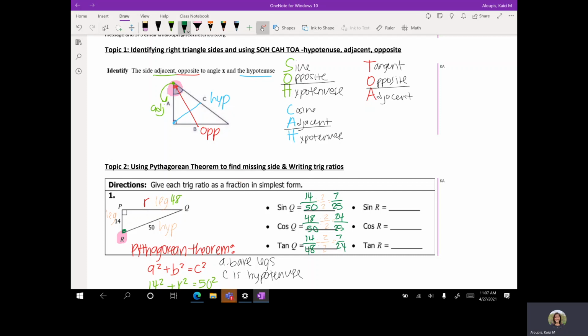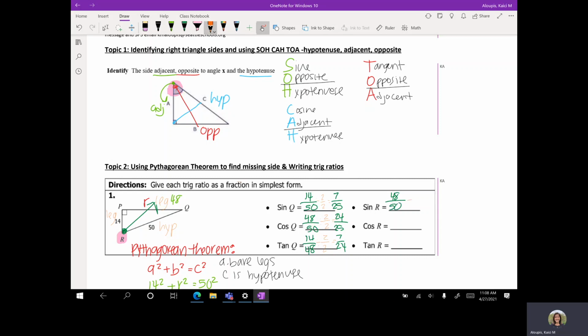It's not drawing. Okay, that's the side opposite, because now we're at angle R, and we still have to draw through the triangle to get to the other side, and that's 48. So the opposite side for angle R is 48, and the hypotenuse doesn't change. It's still 50. So there's 50.